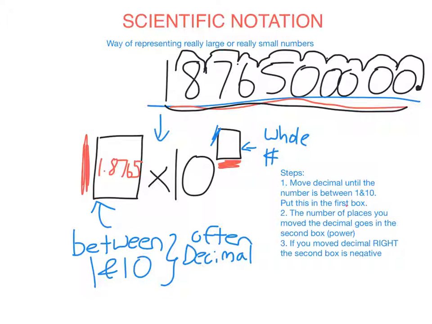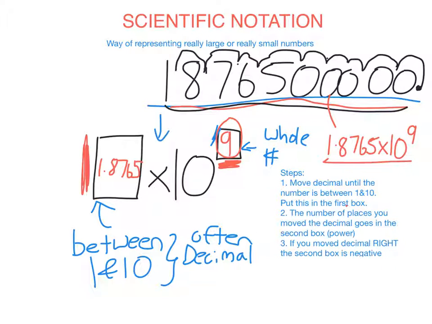1.8765. So the number that goes in the second box is how many places I moved the decimal spot. So I moved it 9 spots, so I put a 9 up there. So I actually moved the decimal point in this example to the left. So this number here is positive, I don't need to change it. So this number here is equal to 1.8765 times 10 to the power of 9. And once you get used to it, it'll be much easier using numbers like this.